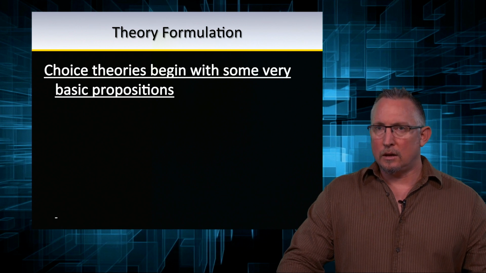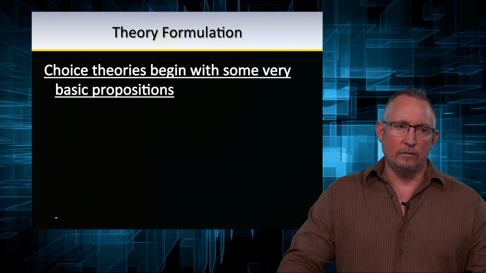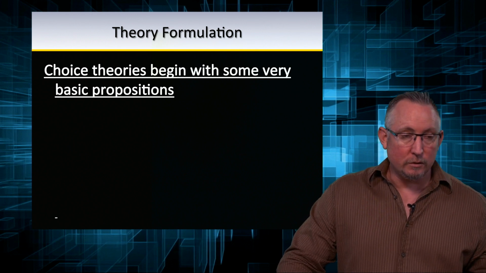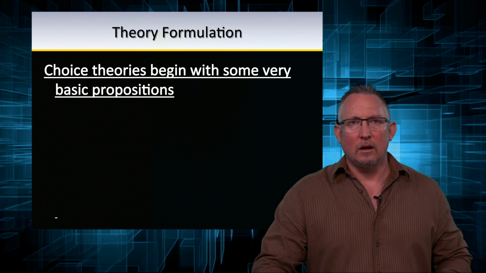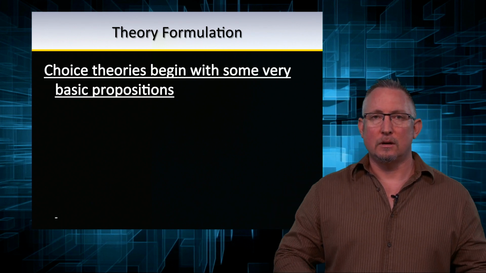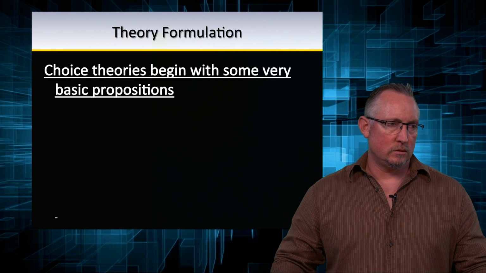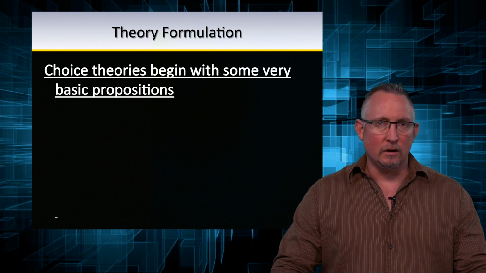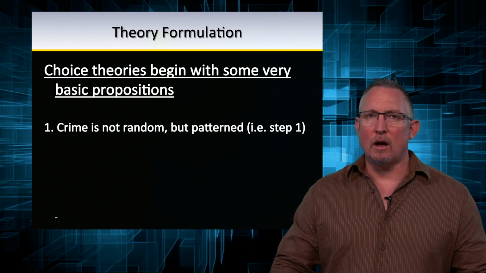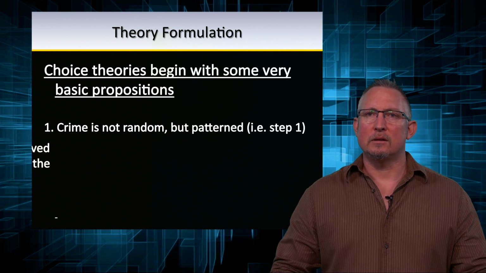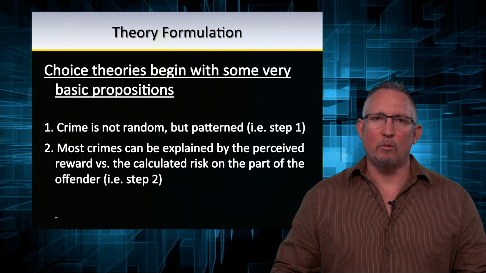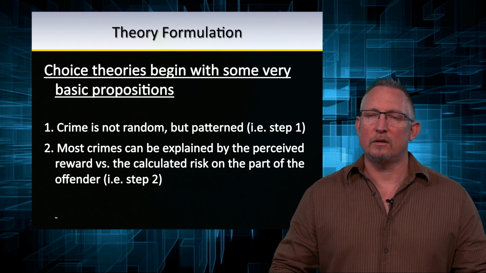So here's an example, right? If we were going to do a research study, we can use choice theory as our template here. Choice theories begin with some very basic propositions, mainly that crime is not random but patterned. See step one for this. Most crimes can be explained by the perceived reward versus the calculated risk on the part of the offender.